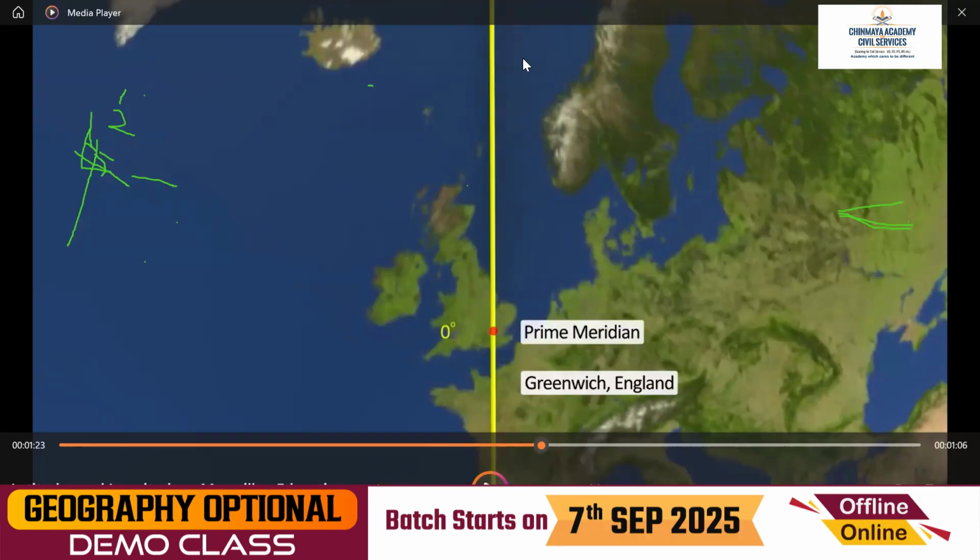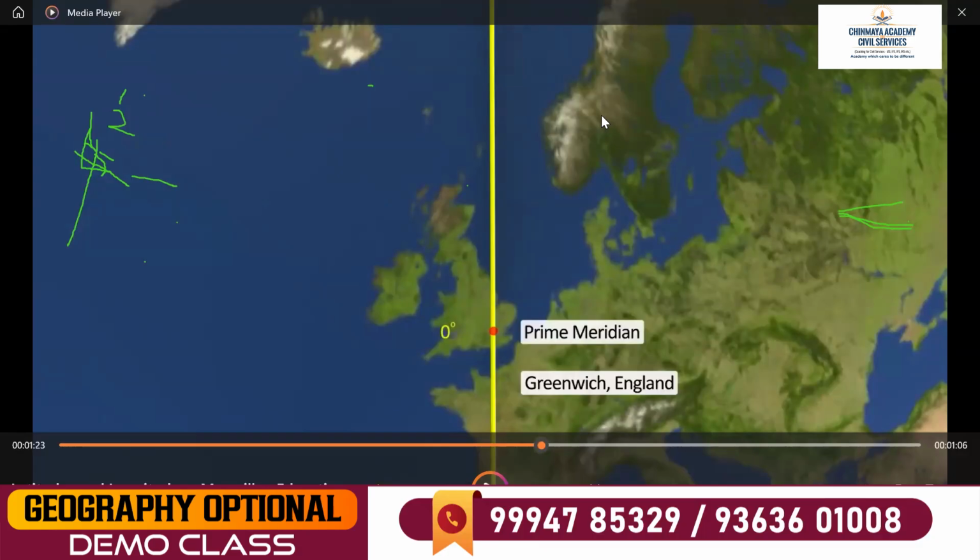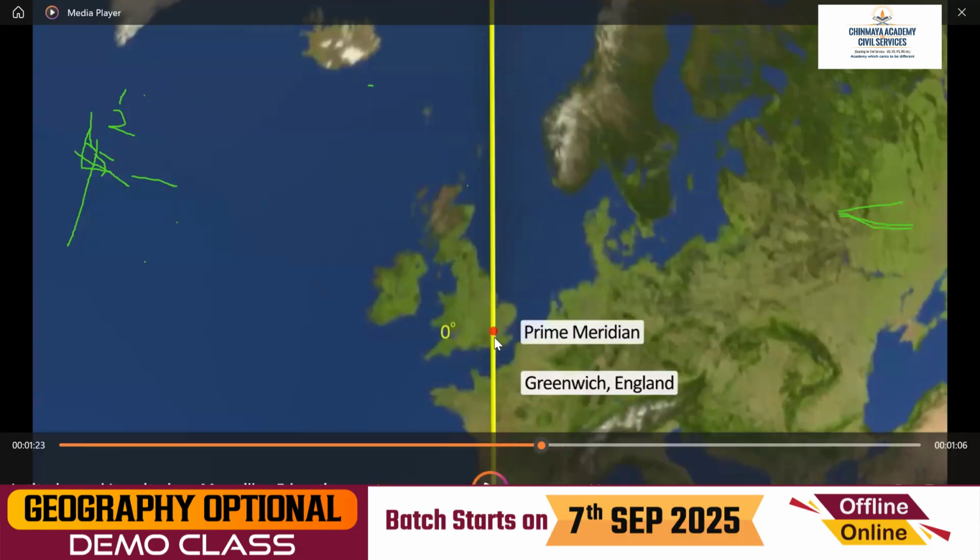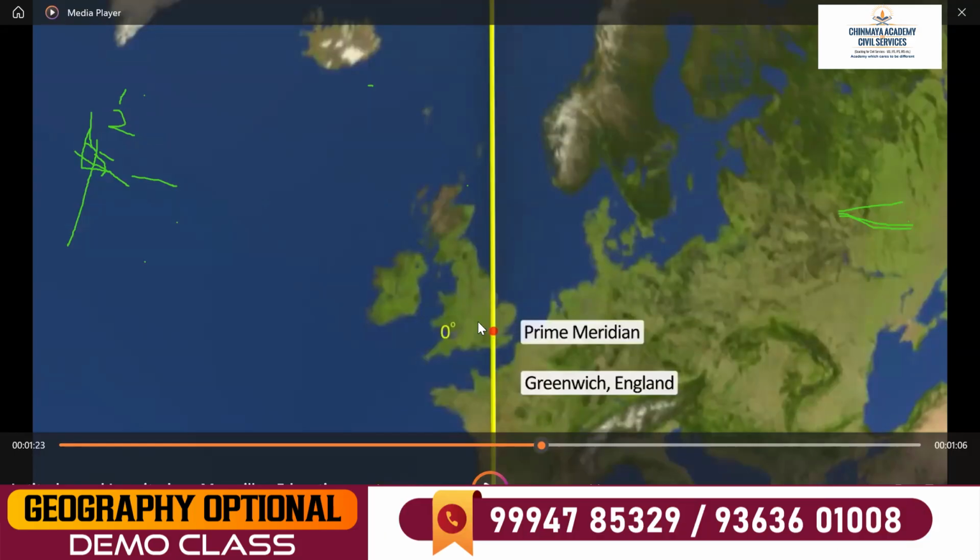So if I draw it like this here, then at the back it will go through the ocean. If a date line passes through a country at the center, then 2 dates have to be followed. If a date line passes via the country at the center, then 2 dates are to be followed. In order to avoid that also, they fixed the Greenwich meridian as the standard meridian.